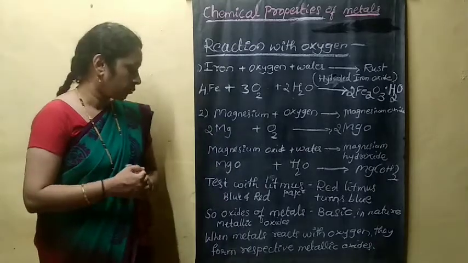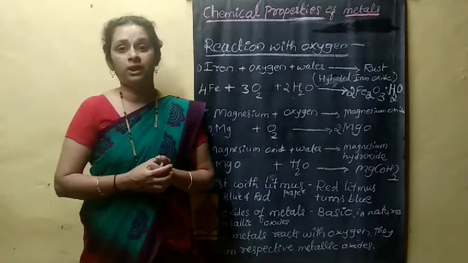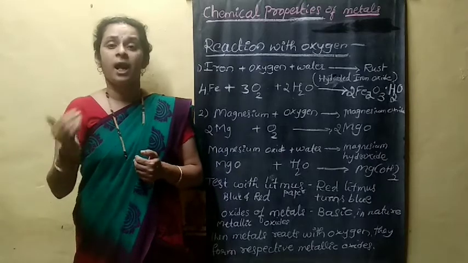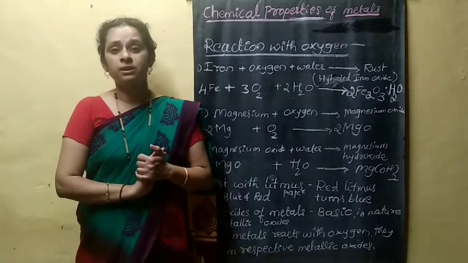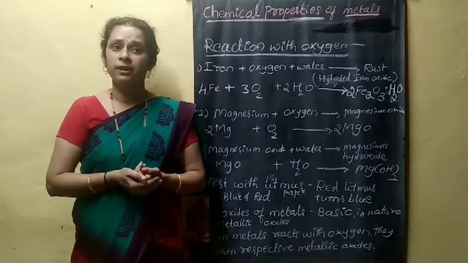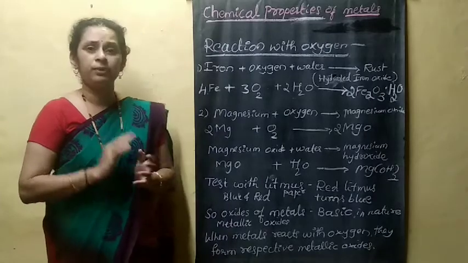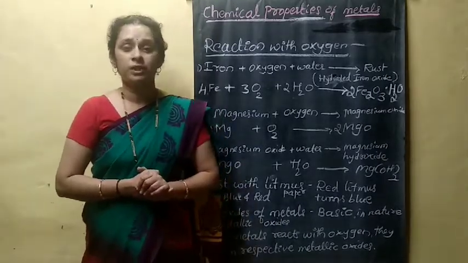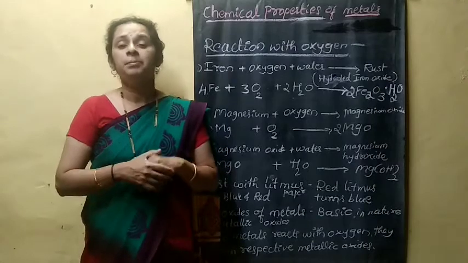Then you come to the conclusion that when metals react with oxygen, they form respective metallic oxides. Respective metallic oxides means what? Magnesium reacts with oxygen and forms magnesium oxide. Iron reacts with oxygen and water and forms iron oxide. Like that, they form respective metallic oxides. That is the generalization you will come across. But metals react with oxygen, water and components of air in different manner and form different products, different reactions you will get. Now, generally you can say that when metals react with oxygen, they form respective metallic oxides. The metallic oxides are basic in nature.